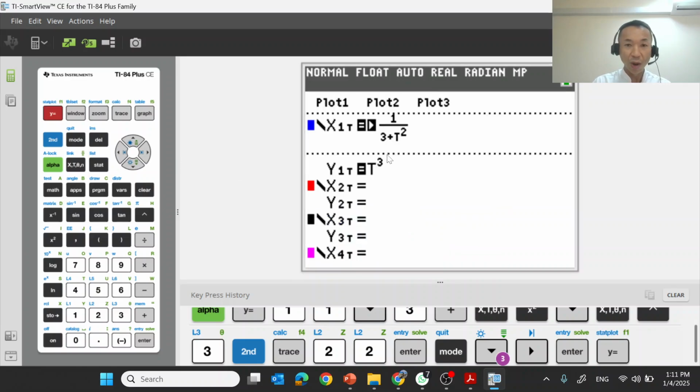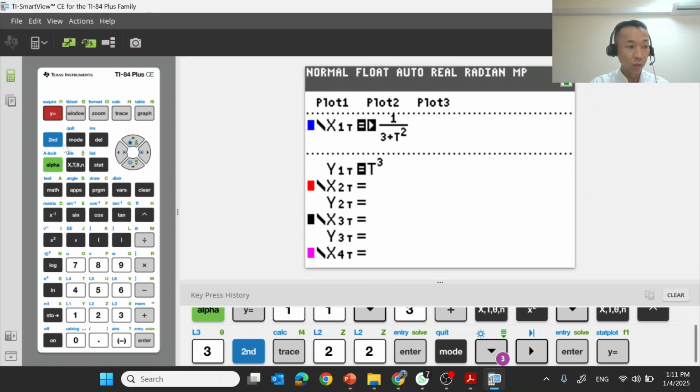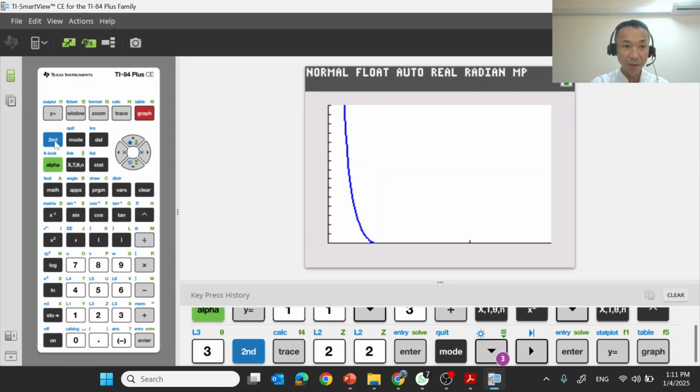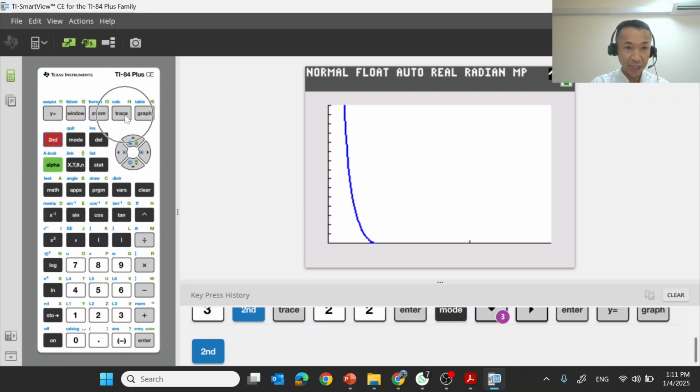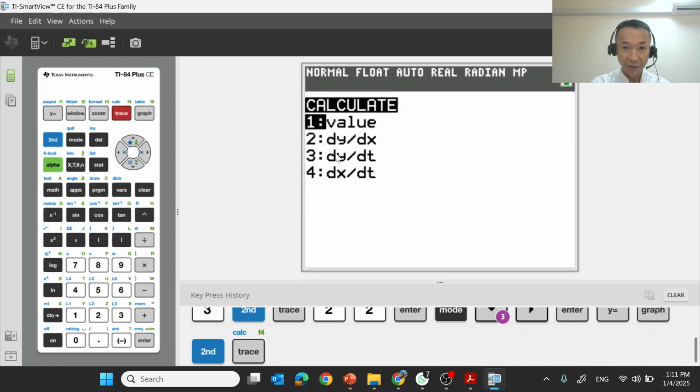You realize that you are required to define the equations. This is not new to you. In curve sketching, you've done that before, so I'm not going to say so much. Once you've done that, you can see your graph, not a problem. But more importantly, you go to second trace, which is to calculate the value of dy/dx, number 2.